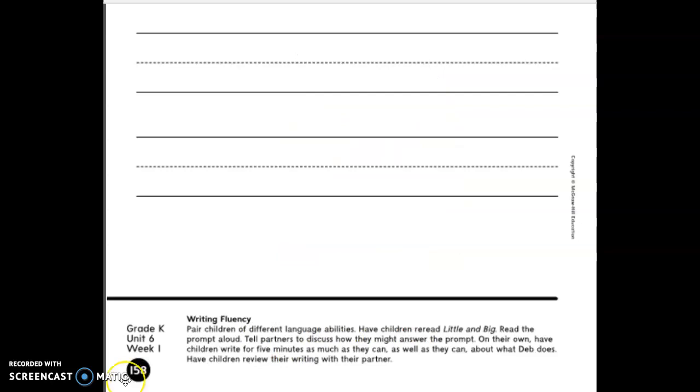Now let's go back to page 185 in your packet, and the directions are asking us to write about what Deb does. Remember, Deb was the girl that was planting the pumpkin seeds, and then the pumpkins grew. So we're going to write about that here.